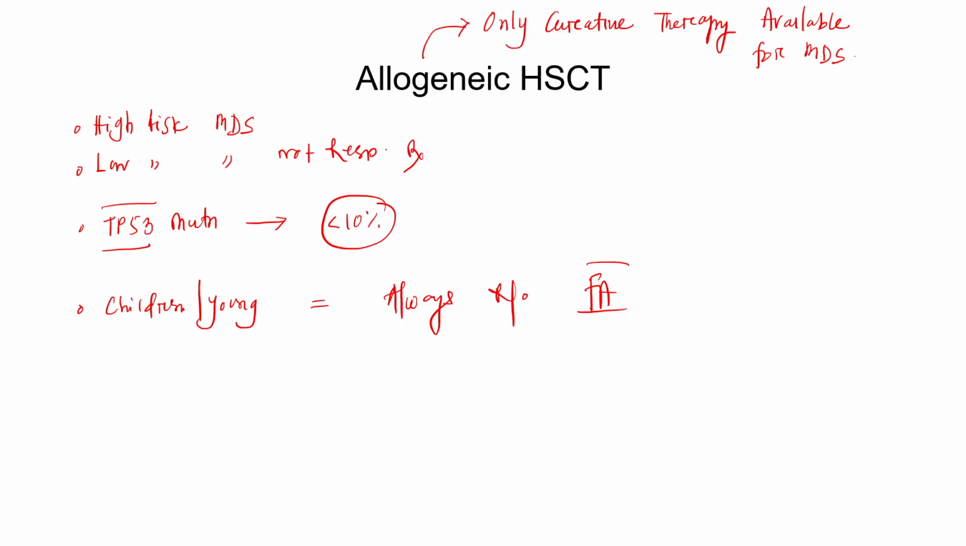So if a child or young patient has MDS, then you have to rule out Fanconi anemia, because if you are taking these patients for stem cell transplantation, you have to use a different conditioning regimen. With a standard conditioning regimen, they will have a higher toxicity. So that's why it is always recommended to rule out Fanconi if you are taking a child or young patient for allogenic hematopoietic stem cell transplantation.